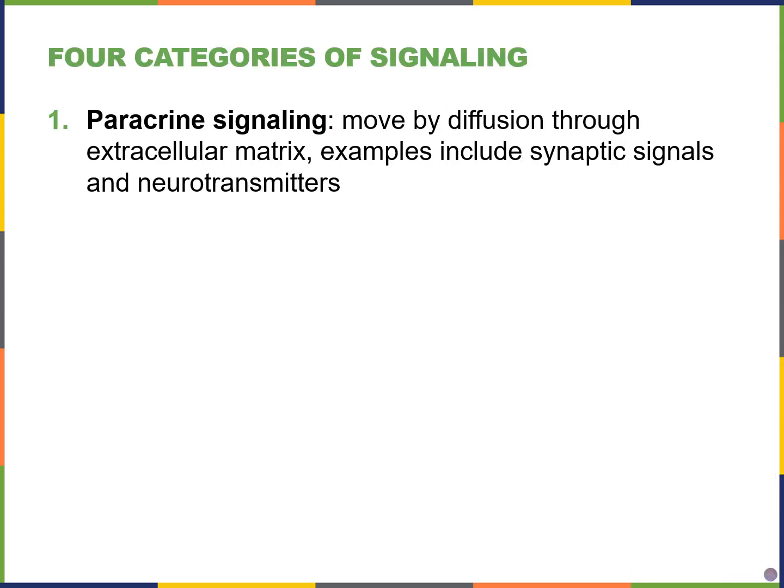So there are 4 categories of cell signaling, and the first one is known as paracrine signaling. Paracrine refers to neighbors, so these cells are going to be very close to each other. And the signaling molecules will move by diffusion, going from high to low concentration, through the extracellular matrix, because again, we're looking at cells that are talking with one another, that are communicating with one another.